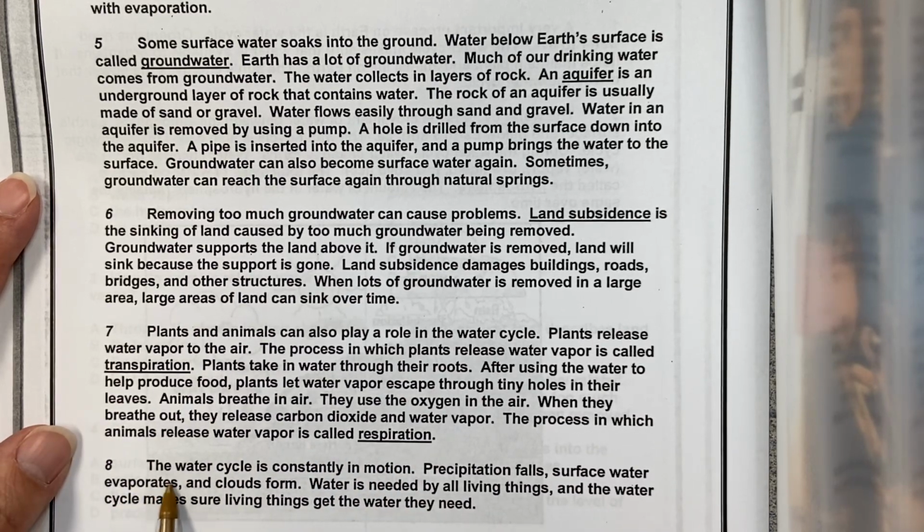Paragraph 8. The water cycle is constantly in motion. Precipitation falls, surface water evaporates, and clouds form. Water is needed by all living things, and the water cycle makes sure living things get the water they need.